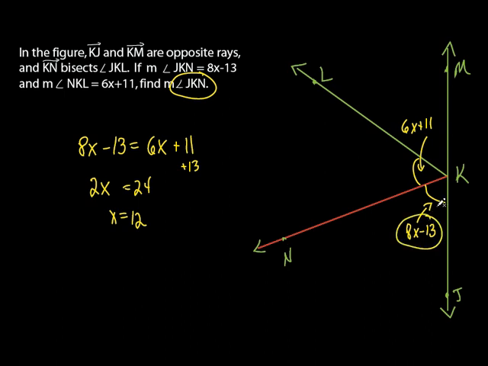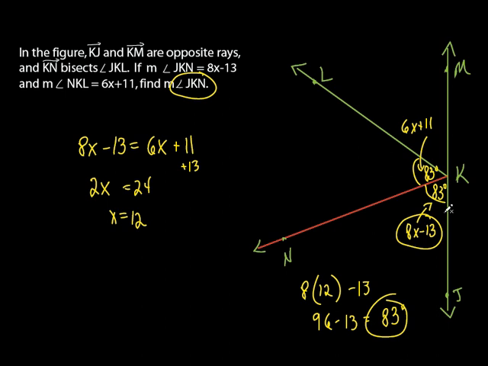So I have to put that x into this. I'm going to go 8 times x, which we just found was 12, and then subtract 13. So 8 times 12 is 96. Minus 13, that's 83. So that's 83 degrees. That means that this angle right here is 83 degrees. Without doing any other math, what is angle NKL going to be? It has to be 83 degrees as well. And how do we know that? Because this big angle was being bisected, which means it split into two equal angles. So if this is 83, that has to be 83.